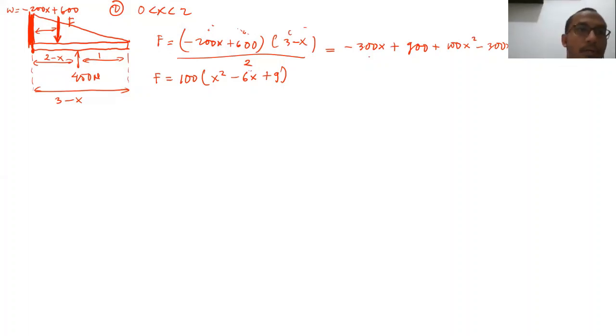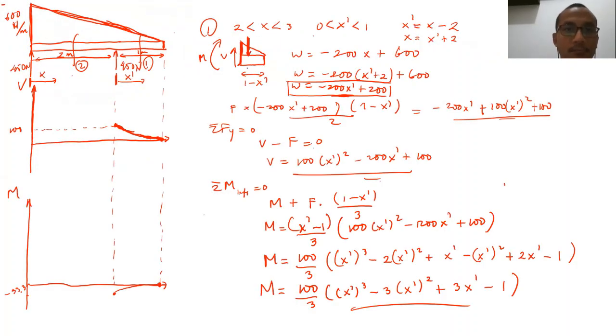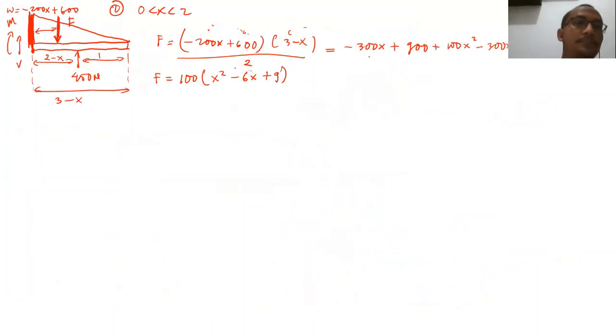Now, oh yeah, I forgot about one thing. We're supposed to draw the V and positive moment. The positive moment is supposed to be clockwise on the left. The positive V is supposed to be going up, the same as this one is going up because it's on the left.